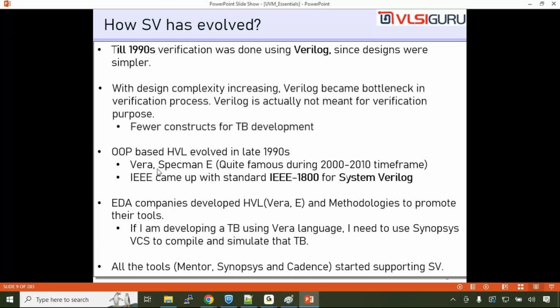But then, as I said, IEEE came up with a standard. That is where all the tools started supporting SV. Then, because it's one single language, companies started moving to SV. Around 2010 or a little earlier, people started moving to SV. As people moved to SV, Vera and Specman E died. Now very few companies use Vera, and very few companies use Specman.